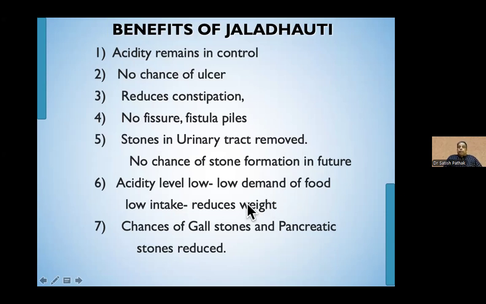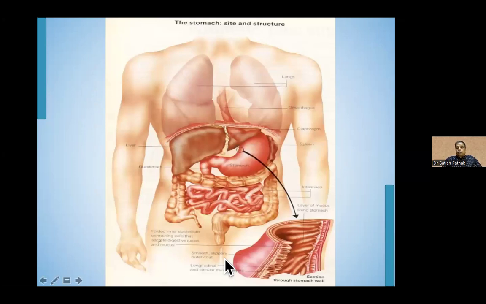So usually it is better and beneficial to give Vaman to obese people so that their weight will reduce substantially. But remember, I will take that in the next slide. If it is contraindicated for an obese person, then you may not be able to give Vaman. Now, chances of gallstone and pancreatic stones also reduce.